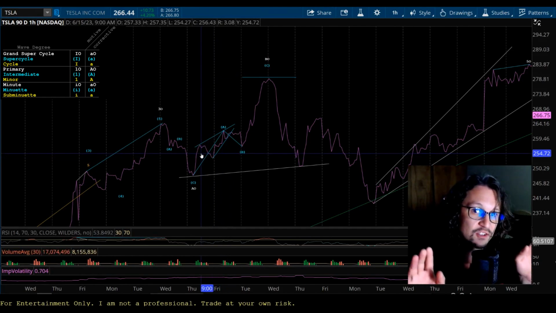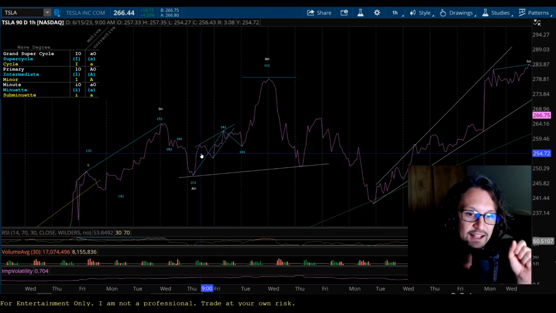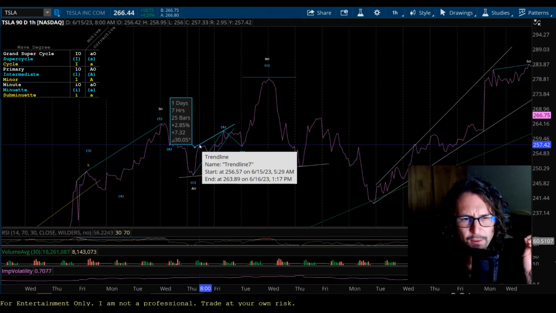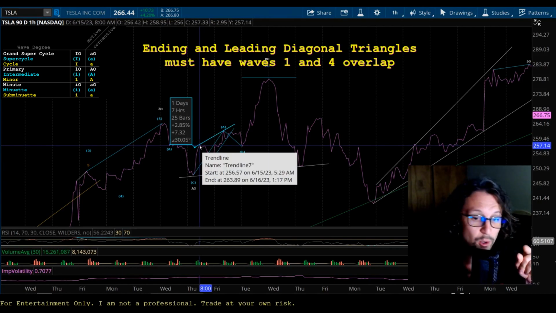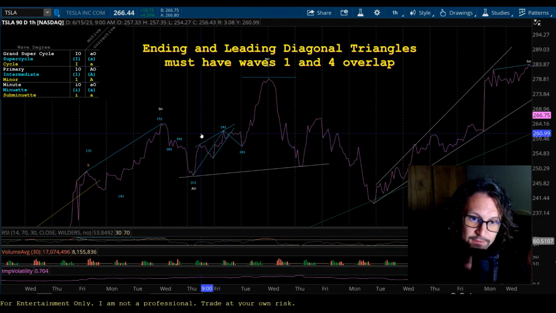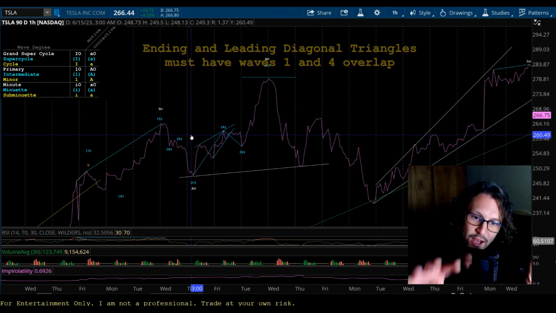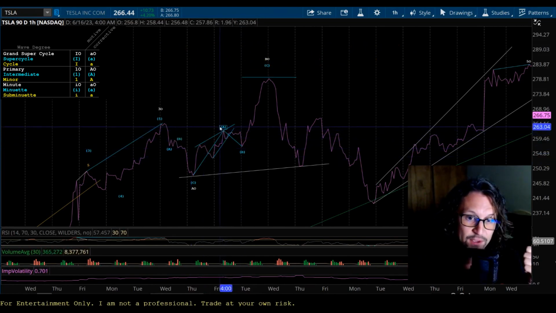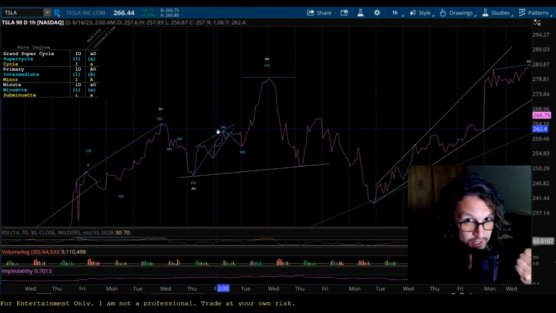There is one characteristic here that we need to acknowledge. Well, there's 2, but the first is that we're going to be looking for an overlap between waves 1 and 4, which you don't actually see here unless you turn the candles on. Within the hourly time frame, we got that overlap. So I'm just zoomed out too far to see that. We have that, that's check. Now wave A is an impulse wave.